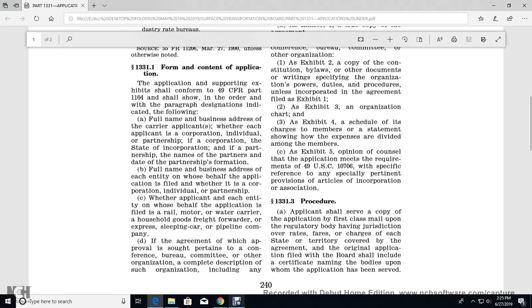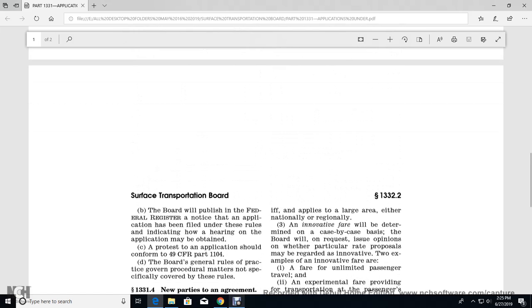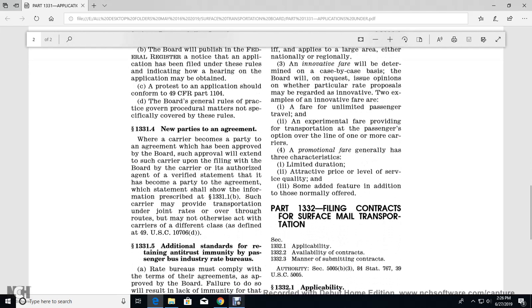1331-3 procedures. Applications for a copy of the applicant, first class mail, upon the regulatory body having jurisdiction over rates, fares, and charges of each state or territory covered by the agreement. The original application filed with the board shall include a certificate naming the bodies upon which the application has been served. The board will publish in the Federal Register a notice of the application when it has been filed, with these rules indicating how a hearing on the application may be obtained. The protest of the application should conform with Title 49 CFR 1104.0. The board's general rules of practice govern procedural matters that are not specifically covered by these rules.